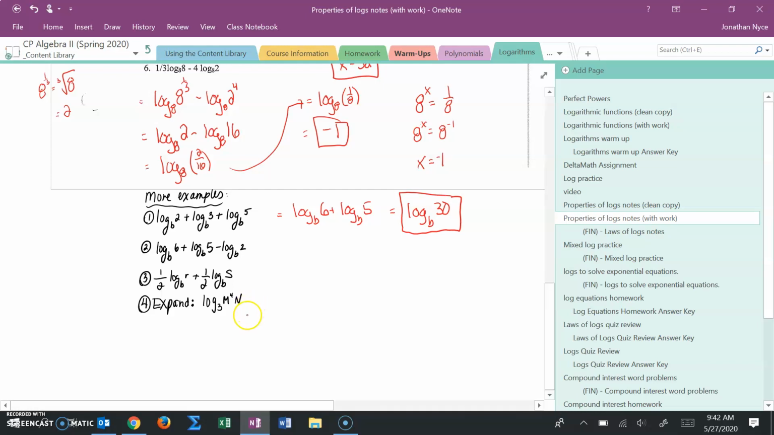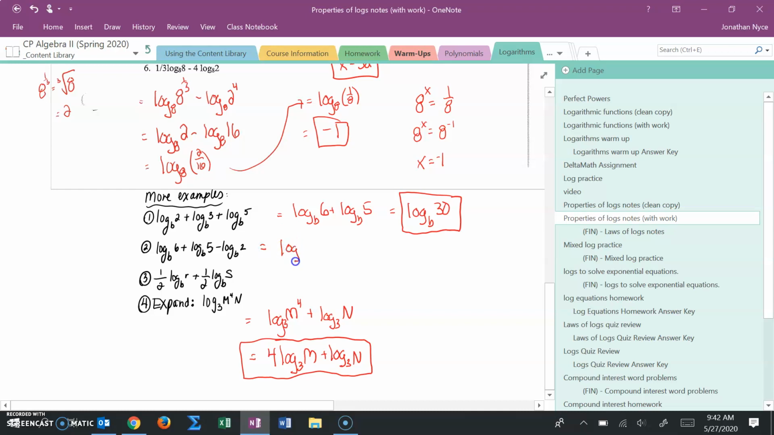I'm going to skip down to 4 where it asks us to expand. So since that's log base 3 of m to the 4th times n, we can rewrite that as an addition of logarithms. And then that 4 as an exponent can become a coefficient. And there, all we're doing is simply expanding it using the properties, kind of going backwards from what we're used to doing.